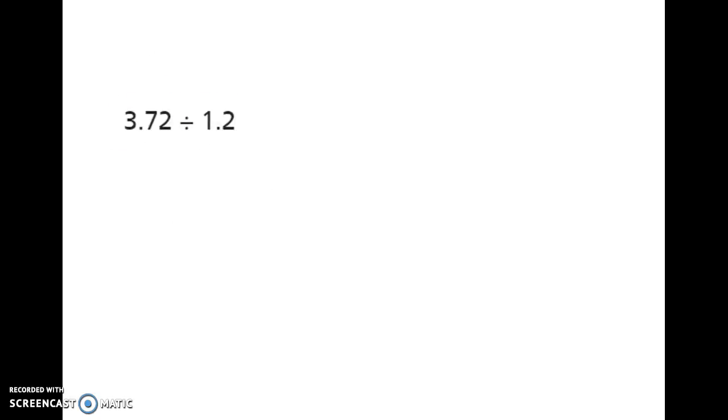Moving on to another problem, 3.72 divided by 1.2, or 3 and 72 hundredths divided by 1 and 2/10. First thing to realize now is that rules like you have to divide the bigger number by the smaller number, those don't really apply anymore. You really have to think about where each number is in the problem. Here we've got 3.72 divided by 1.2.